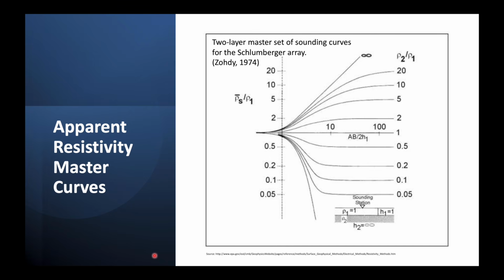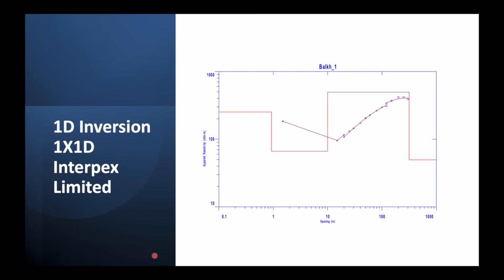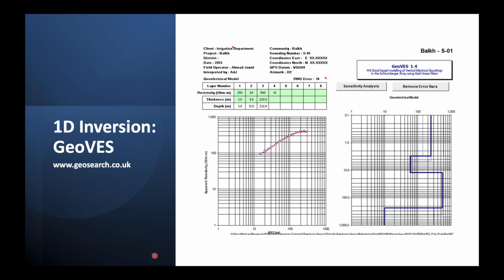Before the days of computers, we used to use master curves, and in my career I only came across one guy in India who was still using them. That's about 20 years ago. Most people nowadays are using computers. For example, this 1D inversion software, IX1D by Interpex Limited. And this one here is called GeoVES. It's an Excel-based software which I made about 20 years ago. I'll make a separate video about it soon.